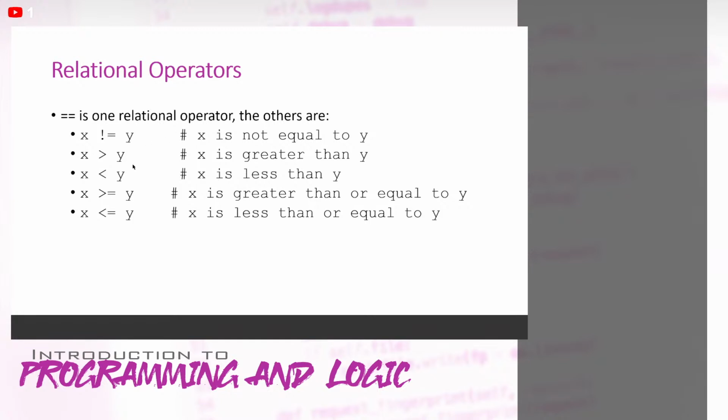X is greater than y, x is less than y, x is greater than or equal to y, x is less than or equal to y. So these are all different operators. Not equals, greater than, less than, greater than or equal to, less than or equal to, that form comparisons, just like our equals here.